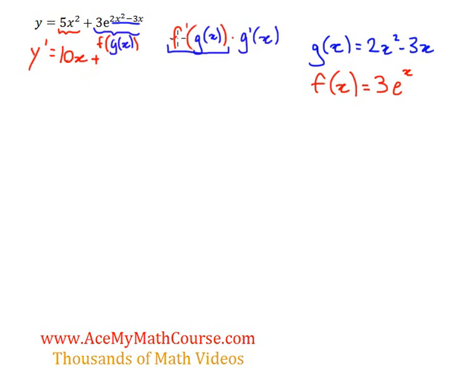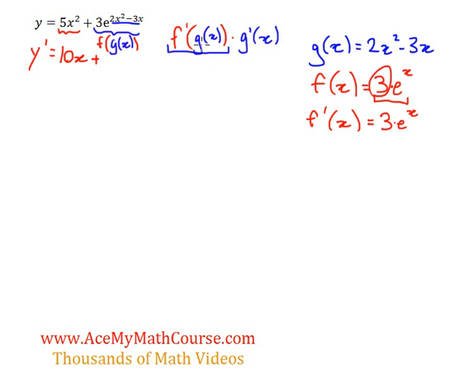So let's find this first. And how can we do that? Well, let's just find f prime of x. And the derivative of 3e to the x is actually just 3 times e to the x. Because every time we have a constant multiplying a function, we can just leave it there, right? And the derivative of e to the x is just e to the x.